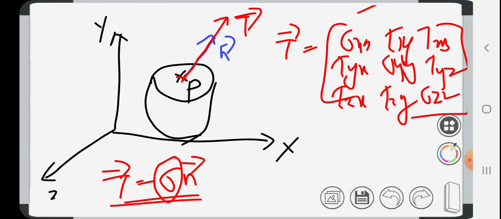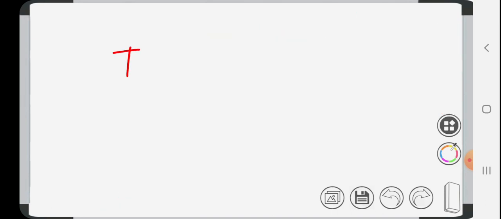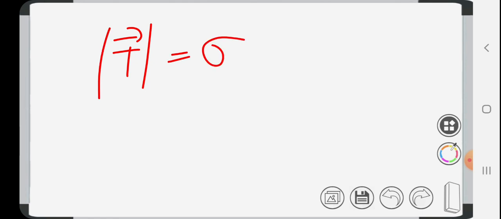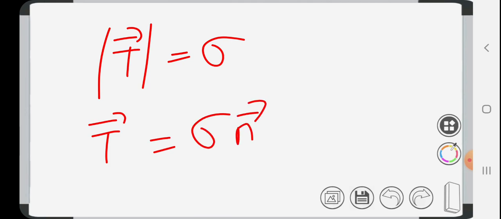Any vector can be written as magnitude into its direction vector. That is the way of writing a vector. So let sigma be the magnitude of this vector, that is, the magnitude of t is sigma. So the t vector can be written as sigma into the n vector. This is the way of writing it.